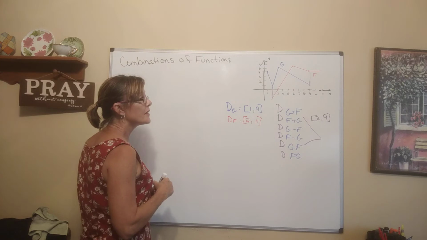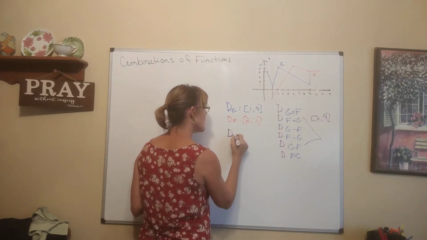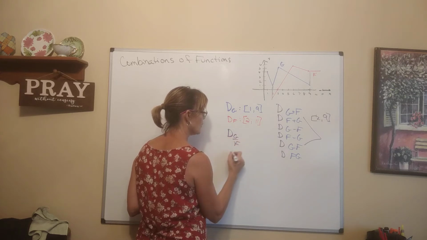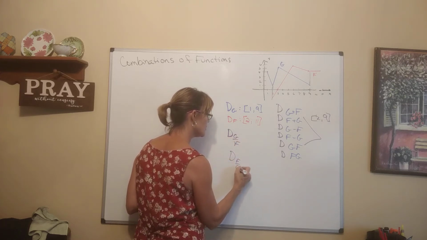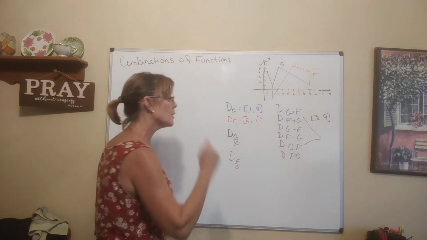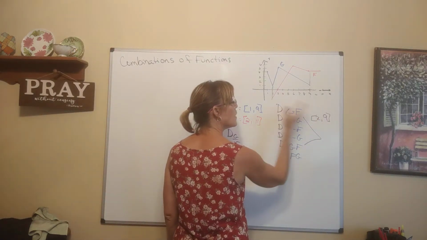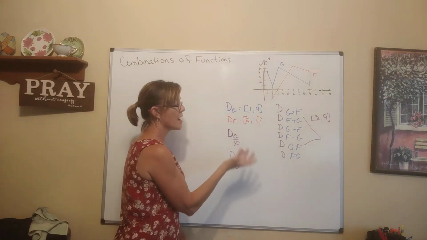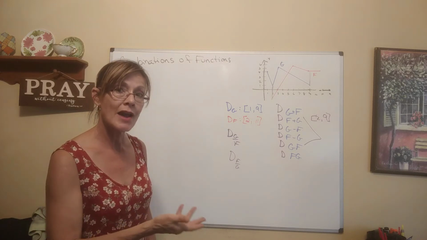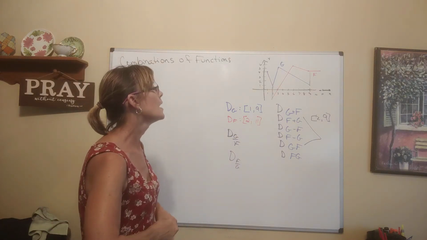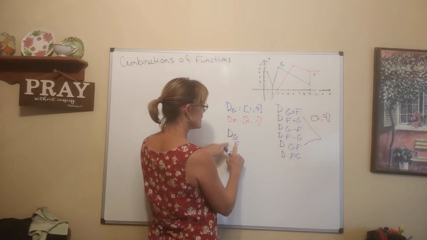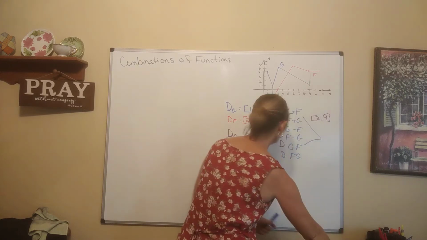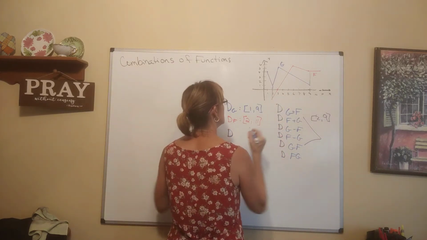So, if they say, what is the domain of G over F? And what is the domain of F over G? We have to be careful. Already, we're restricted to this only where they're both in there. But if the denominator function ever has a 0 in it, we can't let that x value in. So let's just see here. Who's in the denominator for this one? F is. So let me just write this like this. G over F.